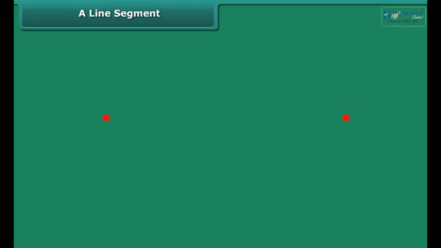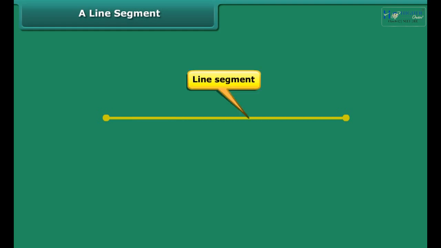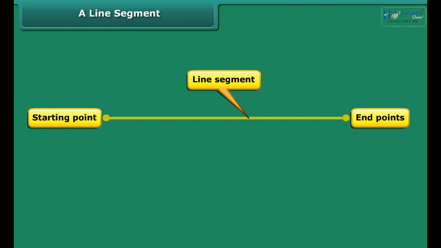The shortest distance between 2 points is known as a line segment. The starting and ending of a line segment are its end points. A line segment can be named by naming its end points. We can call this line segment AB or BA.